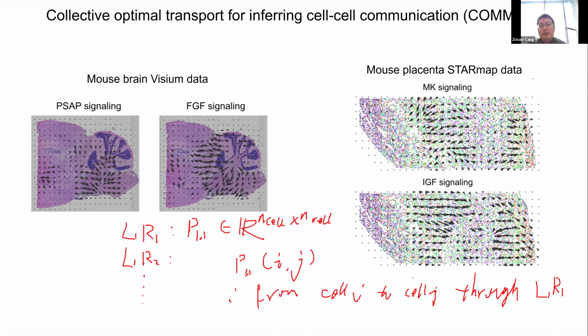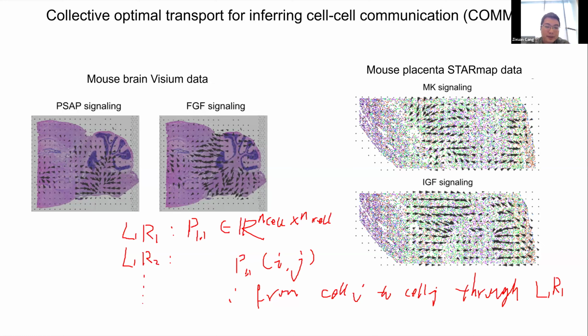Okay, so if we sum over the rows of this matrix, we get the total amount of received signal by each cell. And if we sum up over the columns of the matrix, it gives us a sense of the total amount of sent signal from each cell or from each spot.